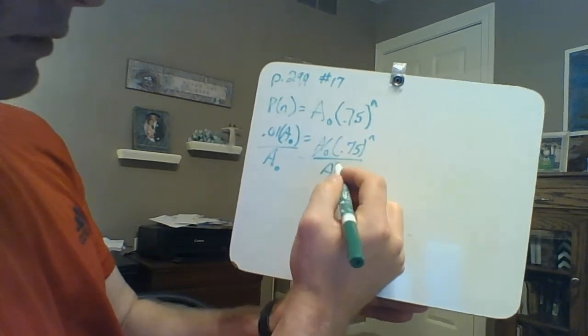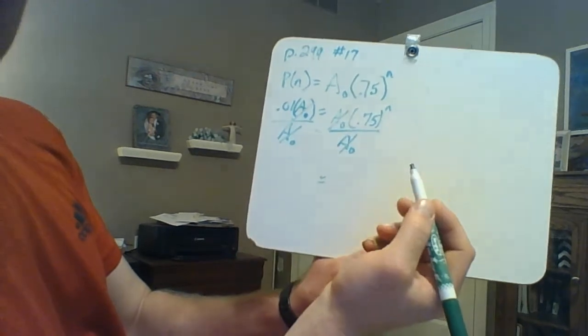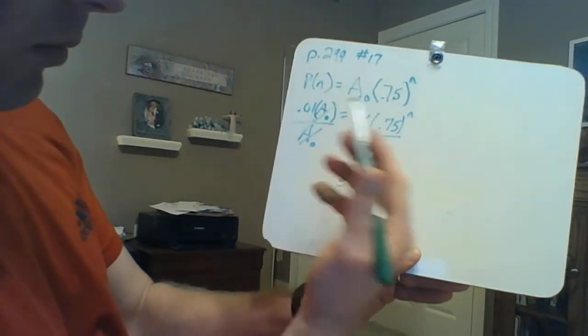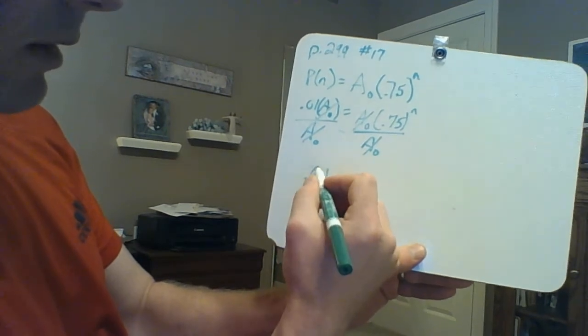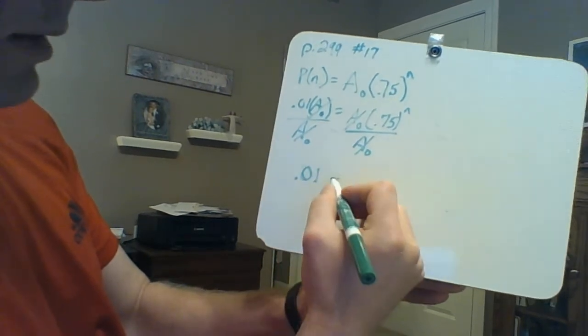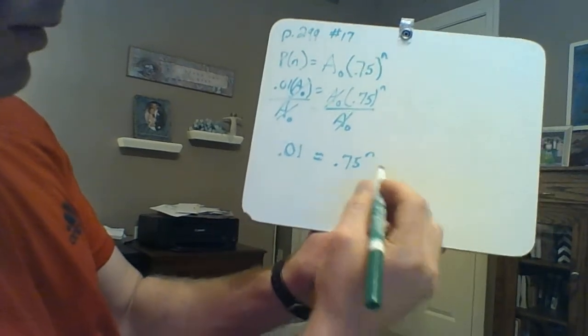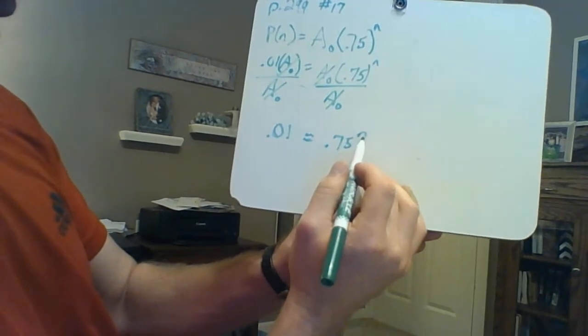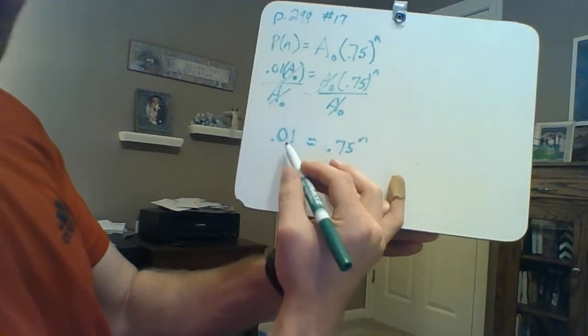And notice, it cancels out over here, obviously. Notice over here, it also cancels out. That's why I said initially it didn't matter what our actual number was, as long as we know the percent. So there's our 1% equals 0.75 to the n power. So how many n's does it take for this decay factor to essentially be 0.01?